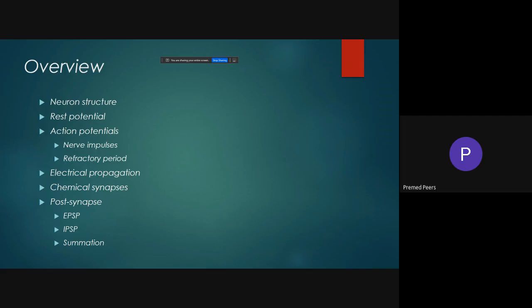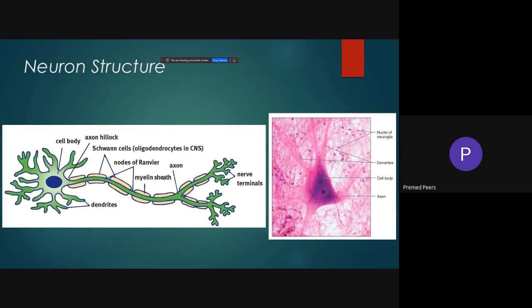Here's an overview of the topics. So again, this is just the beginnings of the nervous system, building things up from the cellular level. So there's neuron structure. I did not write any words on this. We can go through each of these terms. Hopefully, a lot of this should be pretty familiar.